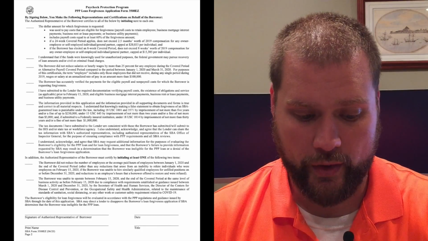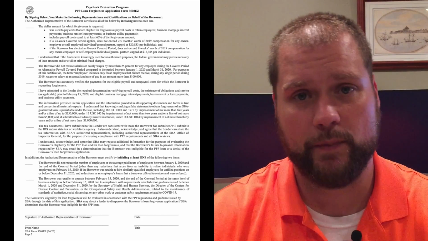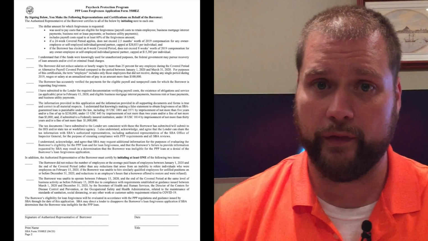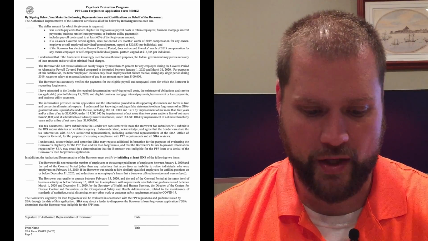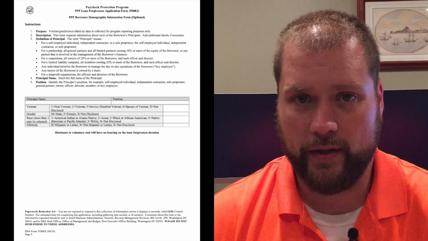Page 2 is all your attesting. You're attesting to the same things when you applied for the loan as you are for forgiveness, and they just want to make sure nothing's changed in the business. You submitted all your tax documents to the lender, things like that, and then you can fill out the demographic information if you want to.